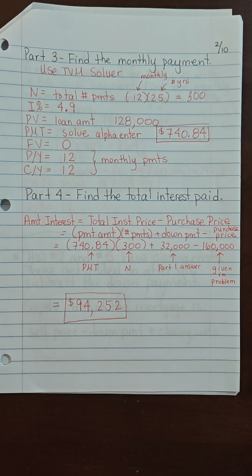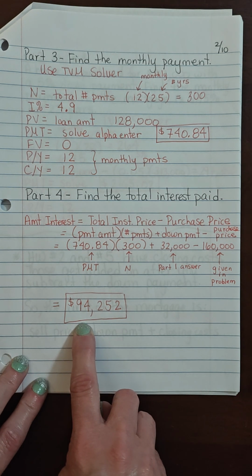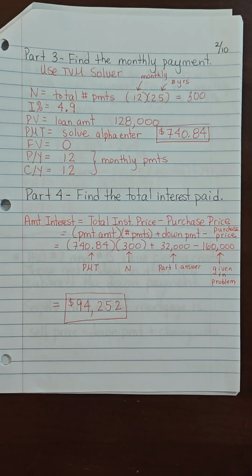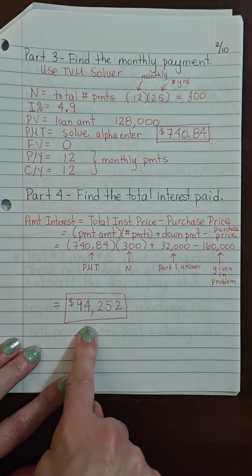If you get a house for $160,000 and you finance it at 4.9% interest for 25 years, at the end of that 25 years, you will have paid $94,000 in interest. That's not a mistake. That's not some wild math problem of somebody toting around 800 watermelons, crap like that. No. This is the real world that you've been waiting for.